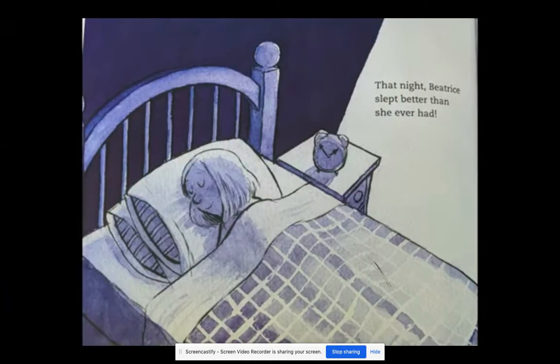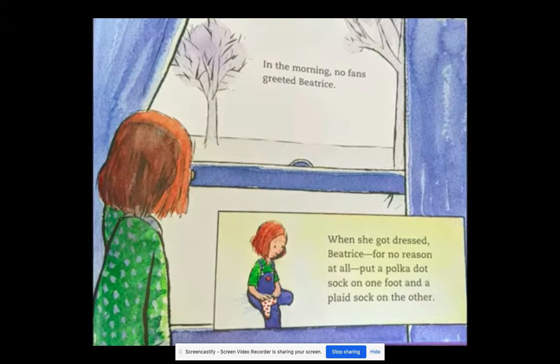That night, Beatrice slept better than she ever had. In the morning, no fans greeted Beatrice. When she got dressed, Beatrice, for no reason at all, put a polka dot sock on one foot and a plaid sock on the other.